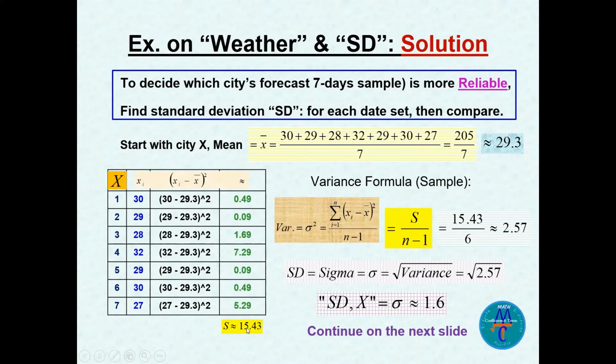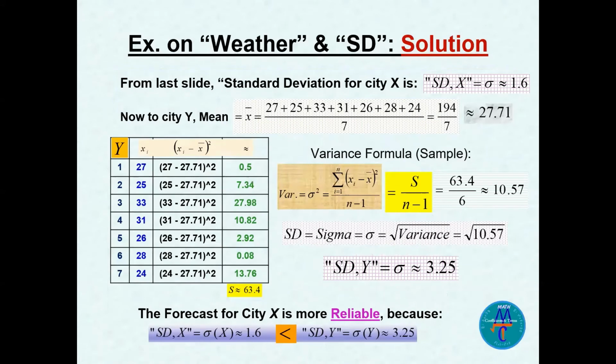You will get 15.43. You divide by n minus 1 because we are using a sample here. So 7 days minus 1 will be 6. 15.43 divided by 6 is 2.57. This is the variance. Now, when we need the standard deviation, the sigma, we take the square root of the variance. The square root of 2.57 gives the standard deviation of city X, which is 1.6.